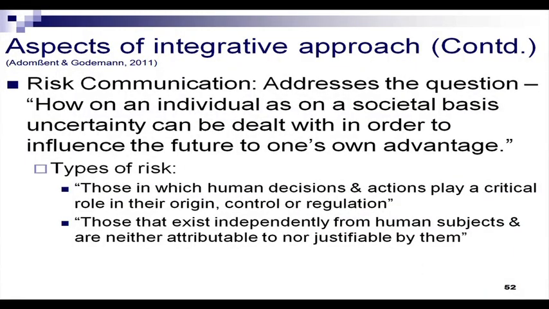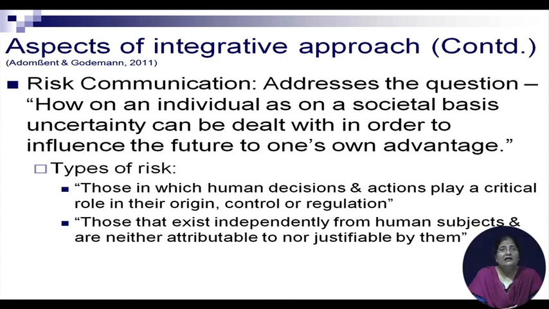All right. The second aspect of the integrative approach is risk communication, and this addresses the question of how, on an individual as well as on a societal basis, uncertainty can be dealt with in order to influence the future to one's own advantage. That is risk communication. We can't plan for uncertainties. We can only be prepared for uncertainties. Risks are uncertainties in the future.